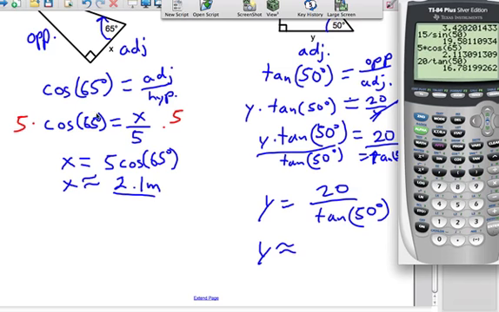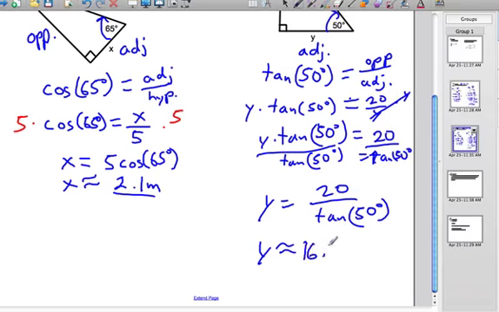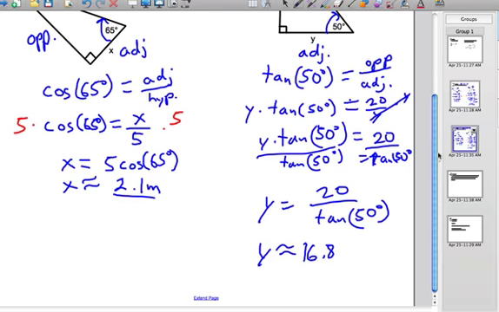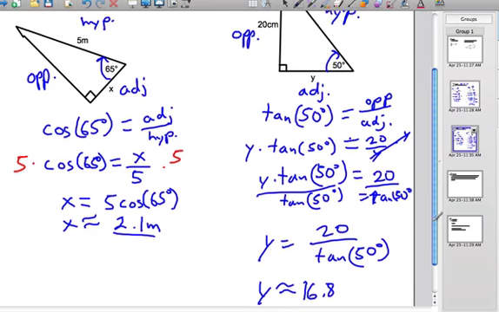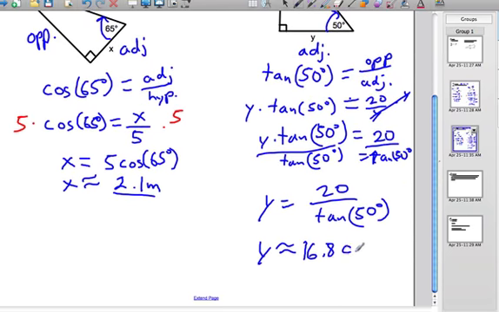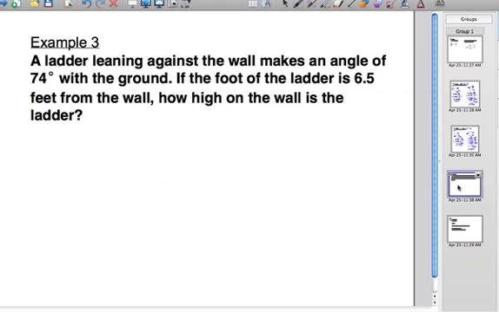That equals about 16.8. Let me check for units. Centimeters. Okay, 16.8 centimeters. Okay, and we have one more problem. This is a word problem.